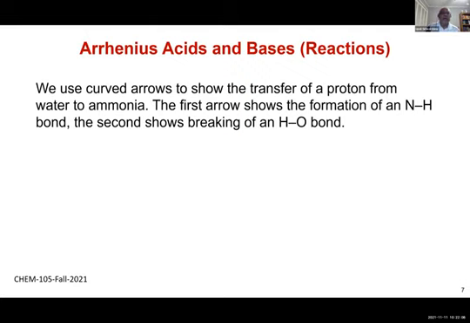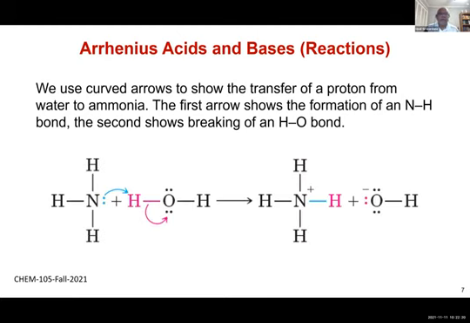We use curved arrows to show the transfer of proton from water to ammonia similarly. The first arrow shows the formation of the NH bond. The second arrow shows the breaking up of the bond. Similar to HCl, the reaction between water and HCl, you can write down how the ammonium ion and the hydroxide ion are formed using curved arrows in the reaction.